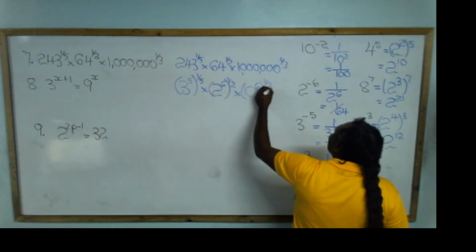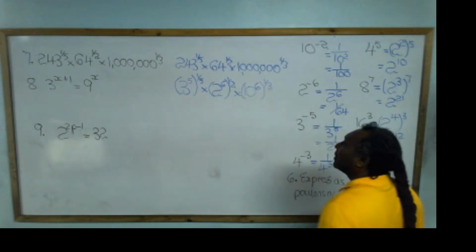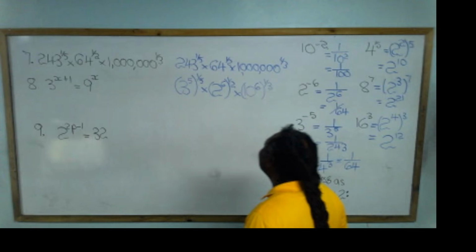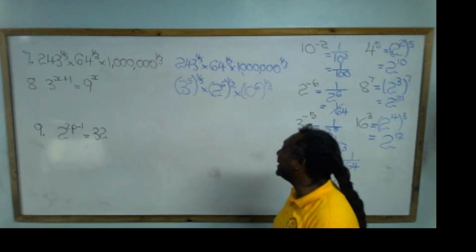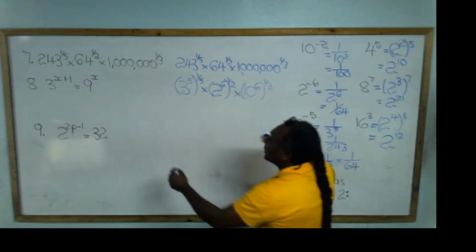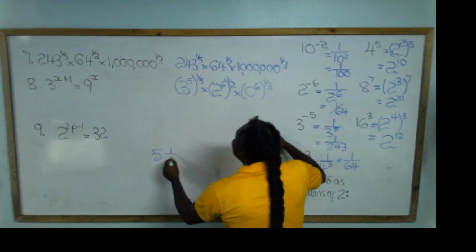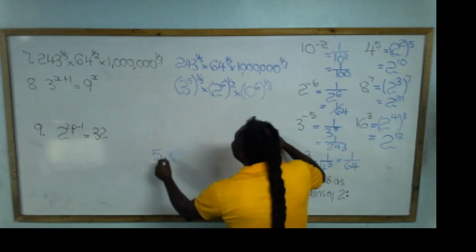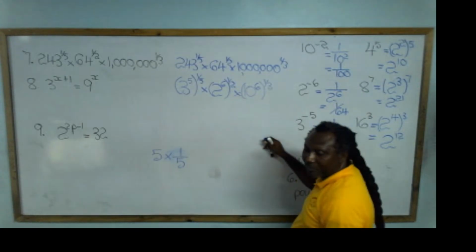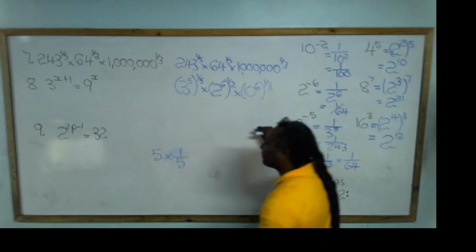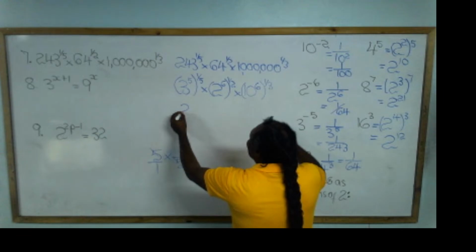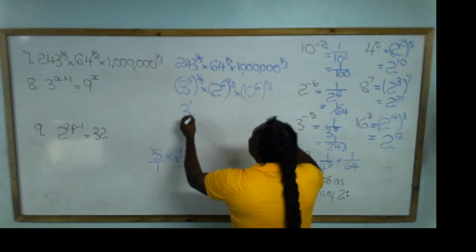Or to the power of 1/3. Then what do we do? We must know this from the beginning. We multiply the indices. So we multiply 5 by 1 over 5. Or we're going to do it like this for convenience, times 1 over 5. And of course, 5 as a fraction is 5 over 1. So when we cancel, we'll get 1. So we'll have 3 to the power of 1 there.